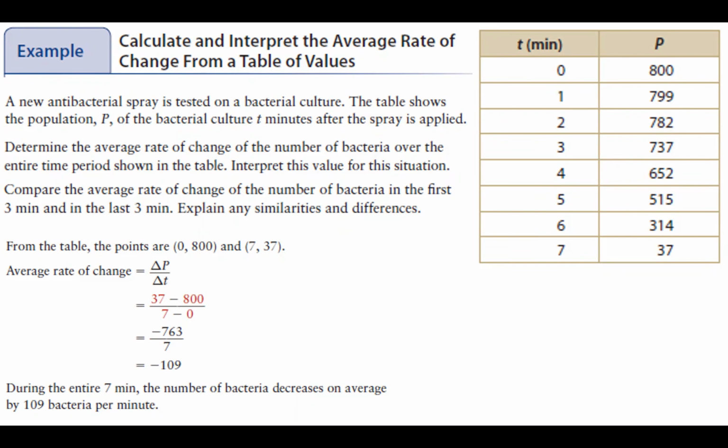Therefore, we can say during the entire 7 minutes, the number of bacteria decreases on average by 109 bacteria per minute, because the average rate of change is a negative number, right? So it's decreasing. The trend is decreasing. Any questions? No? Remember, we have another question to solve, okay?